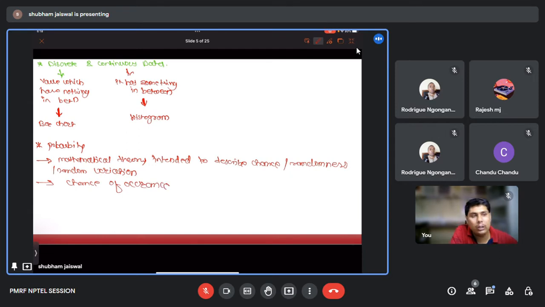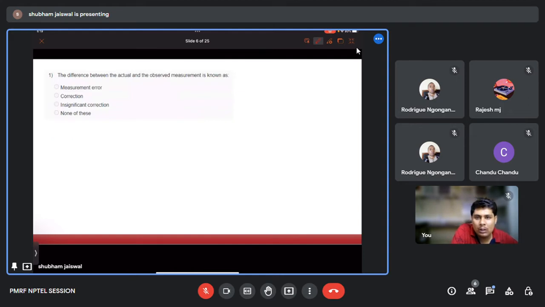So these are all the things we have seen in the last week's content. Okay. So based on this content, we will try to solve some sample problems. So moving towards our first problem: the difference between actual and observed measurement is known as measurement error, correction, insignificant, correction, none of these. Can anyone tell me?